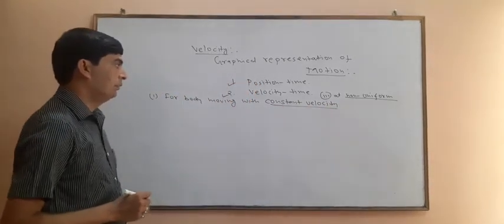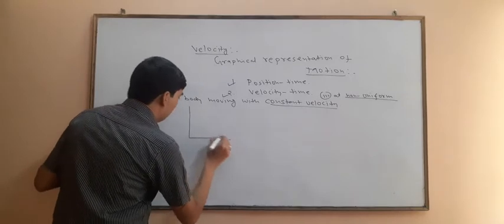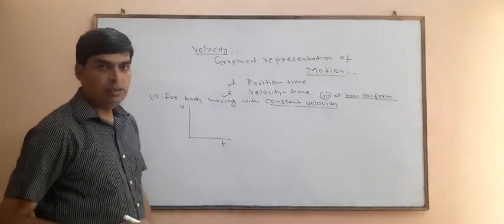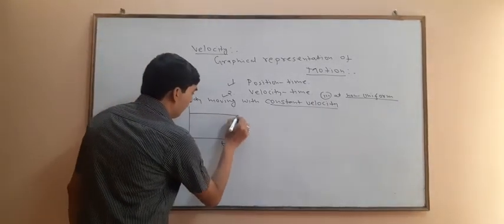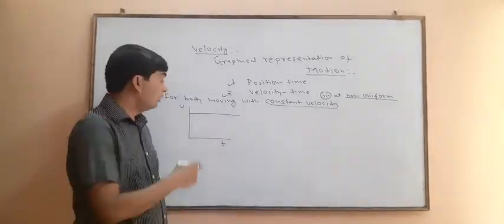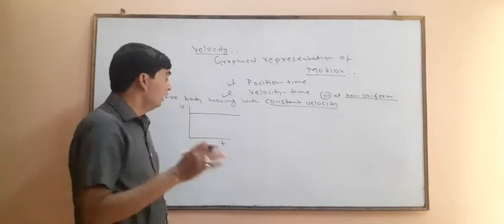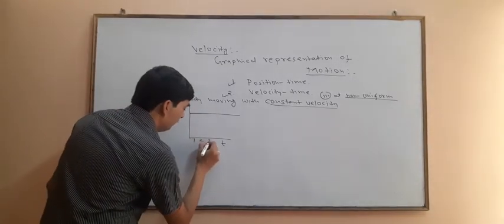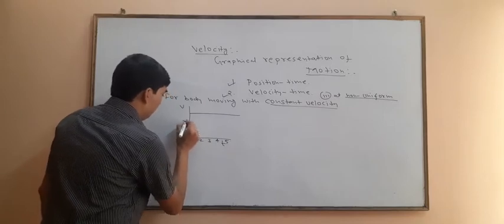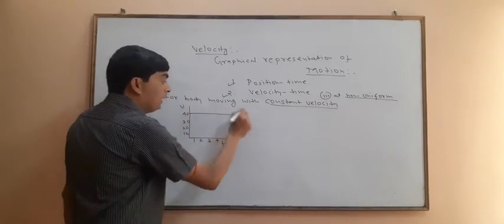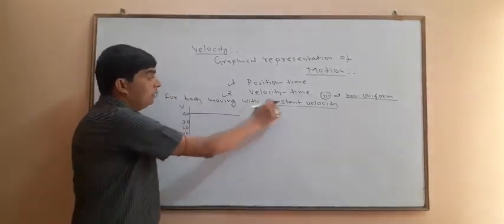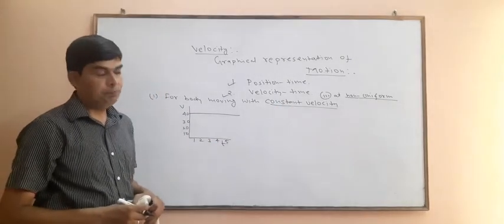So once again, the nature of the graph will be this, the velocity time graph. The nature of the graph will be a straight line parallel to the time axis, because its velocity is not changing. So if it has a certain velocity, 10, 20, 30, 40, then it is maintaining that speed. So the straight line represents that there is no change in the velocity of the body.